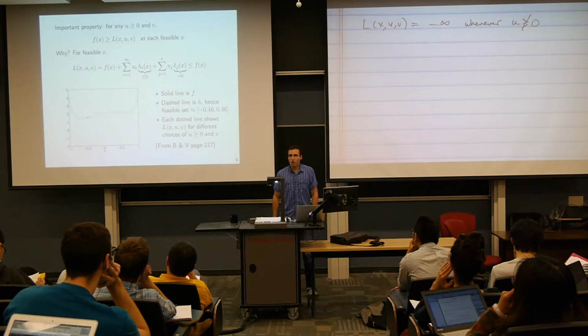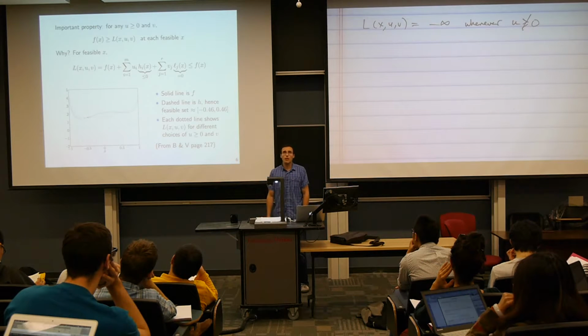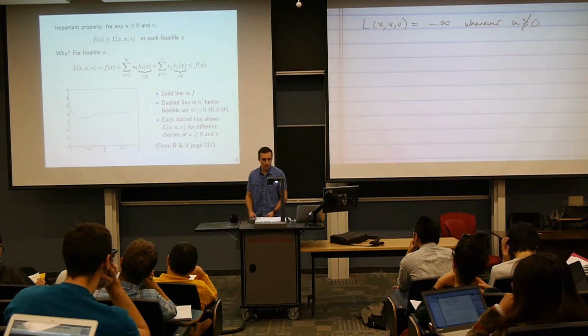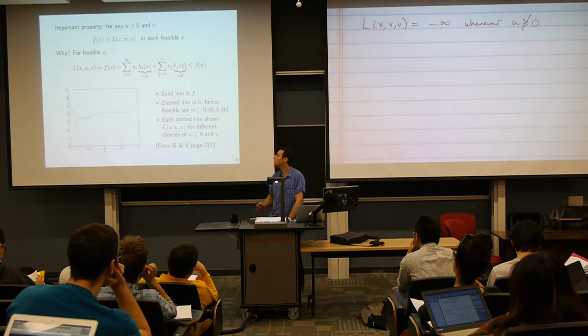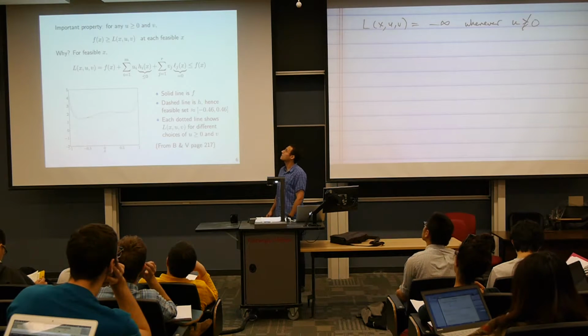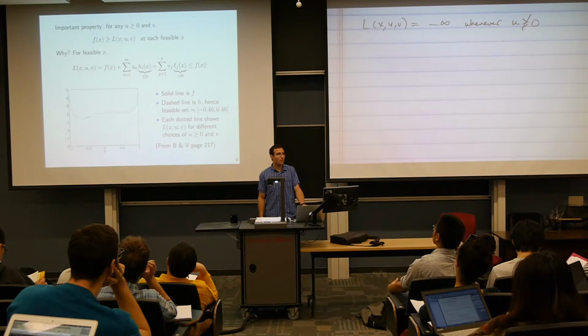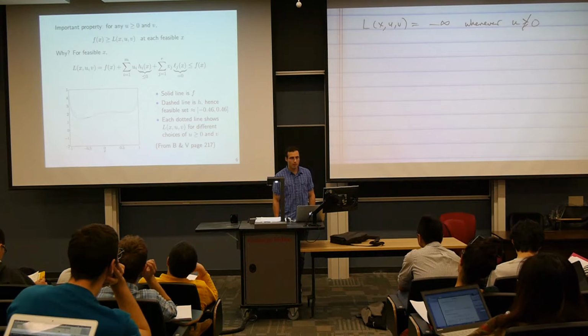So what's the important property of the Lagrangian? It's just what we saw with linear programs, but of course it holds here as well. At every feasible point x, provided that we are at points u and v in the domain, which means that u has to be bigger than or equal to 0, the Lagrangian provides a lower bound on the primal criterion value f of x.